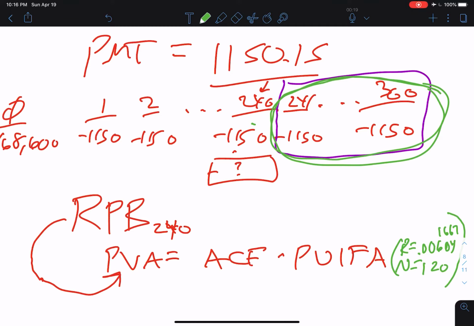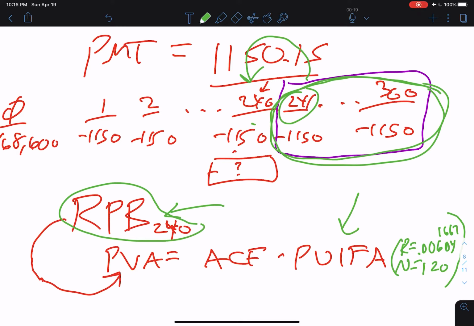And so the remaining principal balance at date 240 is the present value of this annuity as of date 240. And, very important, when we use this PVIFA right here, it's going to give us the value 1 period prior to the first cash flow of this annuity. The first cash flow is at date 241. 1 period prior is date 240. We're right where we want to be, calculating the remaining principal balance at date 240. Everything matches up perfectly.